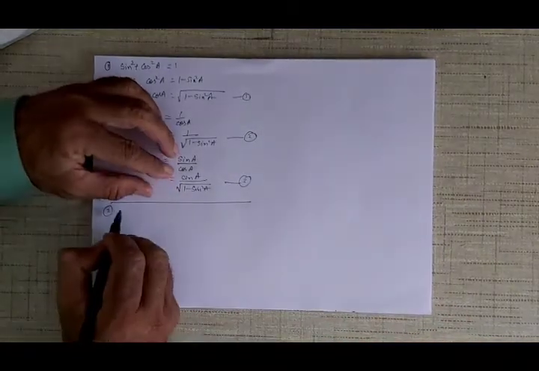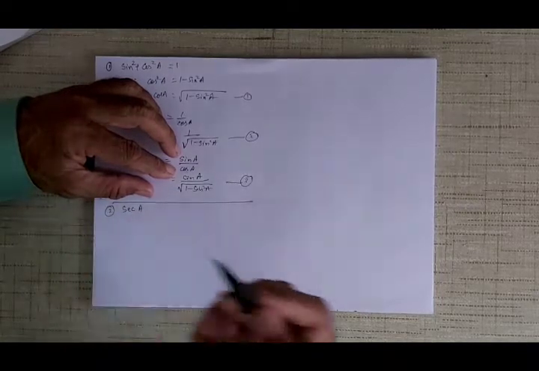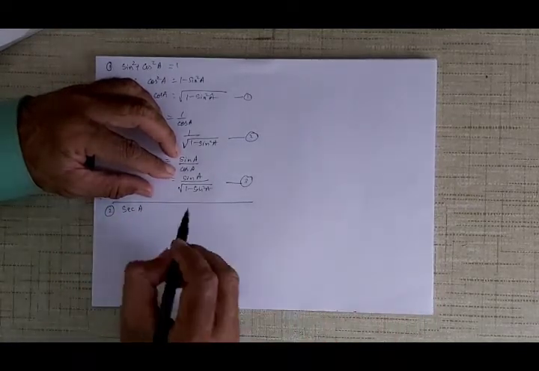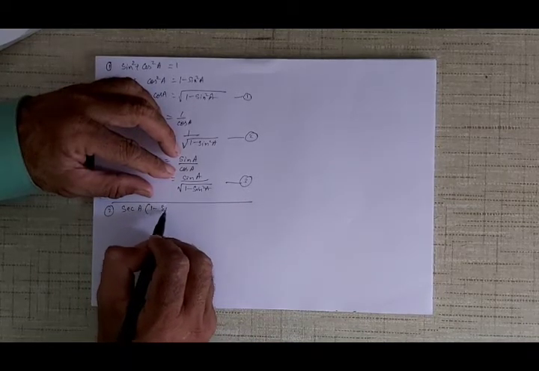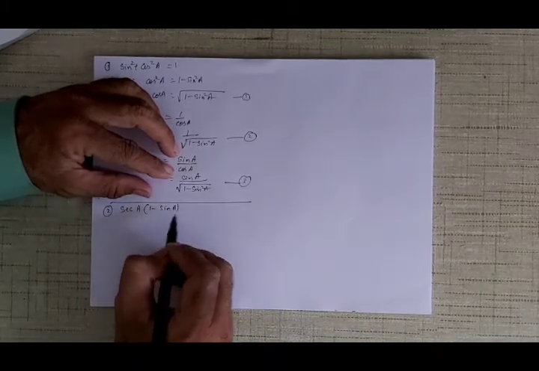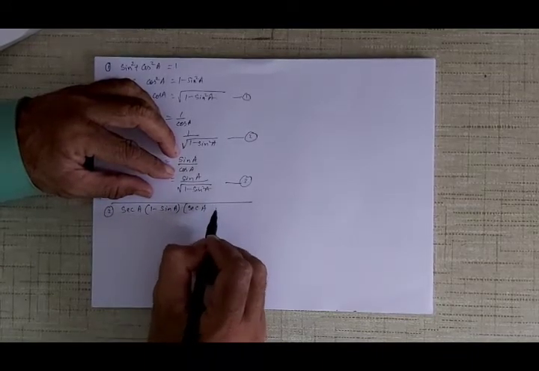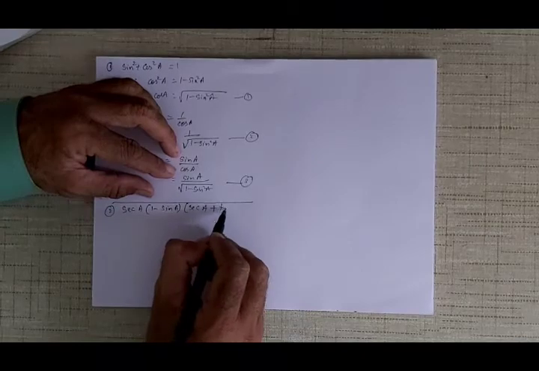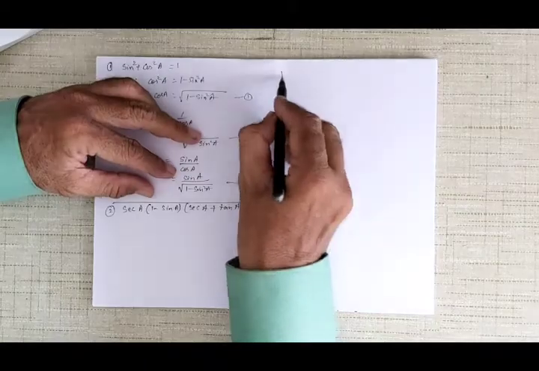Prove that sec A, remember A means theta. Sec A, sec theta, you can use anything. Sec A into 1 minus sin A, sin A means sine of angle A, into sec A plus tan A is equal to 1. We want to prove this.